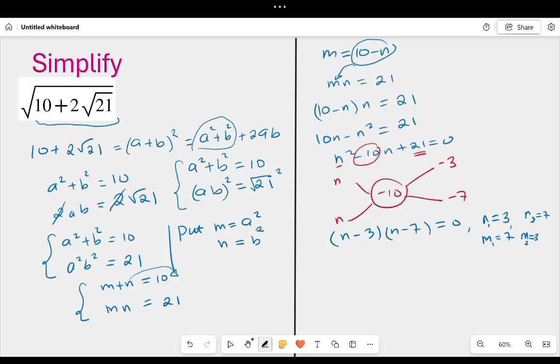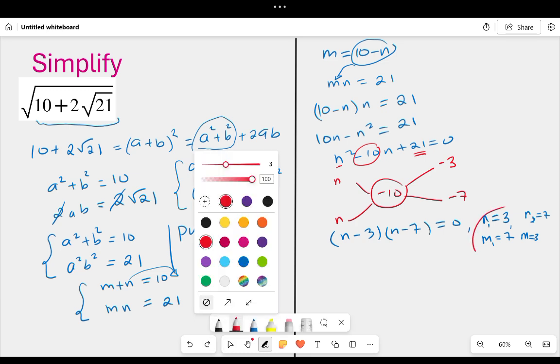Because of the swapping, we don't really need to consider both options. We just focus on this first case over here.